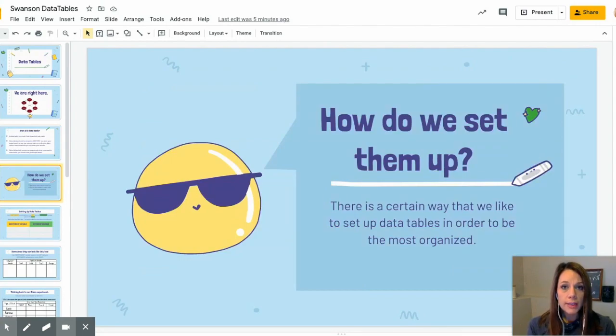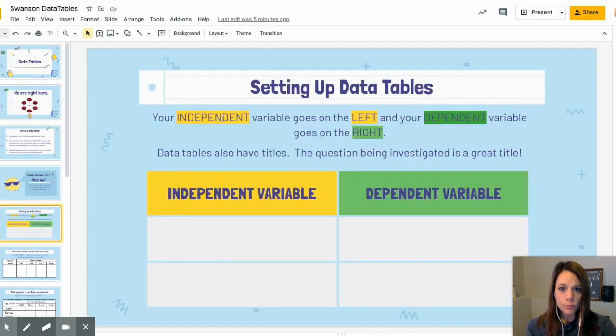So how do we set them up? How are data tables organized? There's kind of a certain way that we like to do this, and that's what we're going to go through right now. When you set up your data table, your independent variable goes on the left. So that's the yellow right here. Independent goes on the left, and your dependent is going to go on the right.